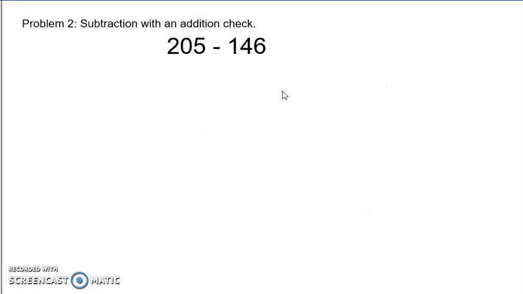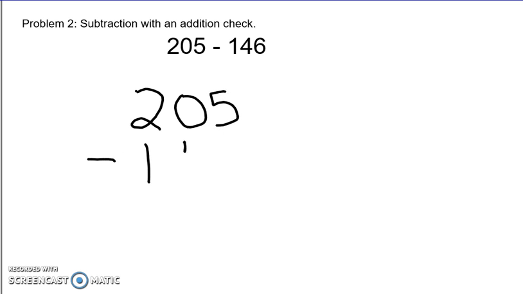Let's take a look at our next problem. This one is a subtraction problem. So this time I'm going to subtract, and then I'm going to do an addition check. So again, I'm going to start by writing my number vertically, 205 minus 146. Begin by subtracting in my ones. 5 minus 6. Well, 5 is less than 6, so I cannot subtract it. So I move to my tens.